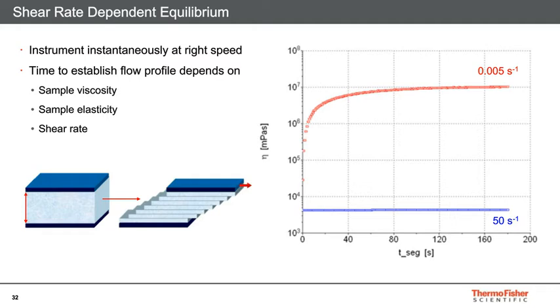So if we look at this plot, it's viscosity as a function of time, and the data in blue, if we apply a 50 reciprocal second shear rate, a rather high shear rate, this sample reaches kind of a constant viscosity almost instantaneously. So it's immediately at constant viscosity. So if we collect that data quickly or long, we're going to get the same viscosity measurement.